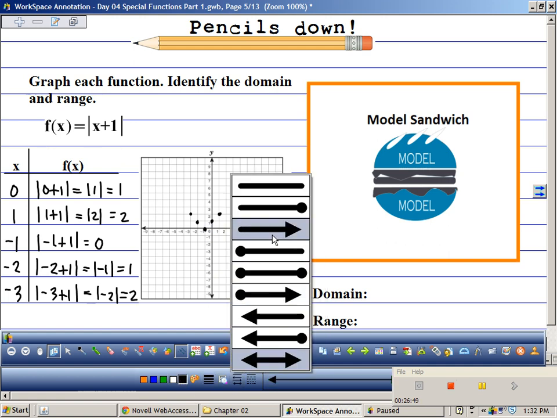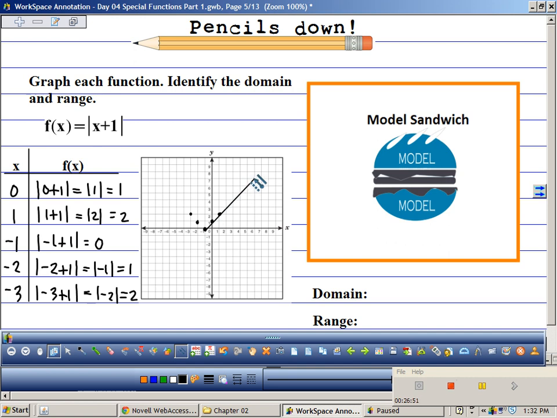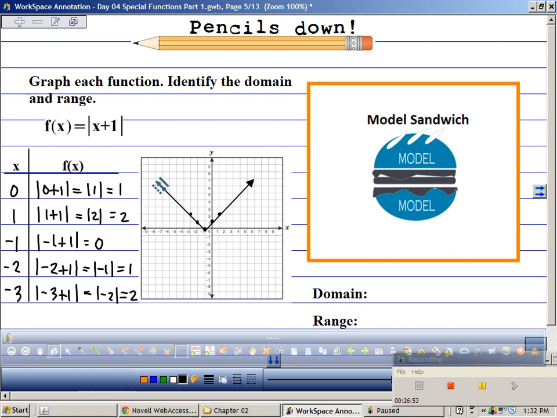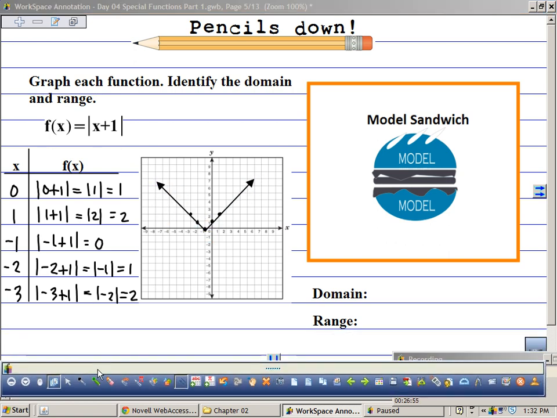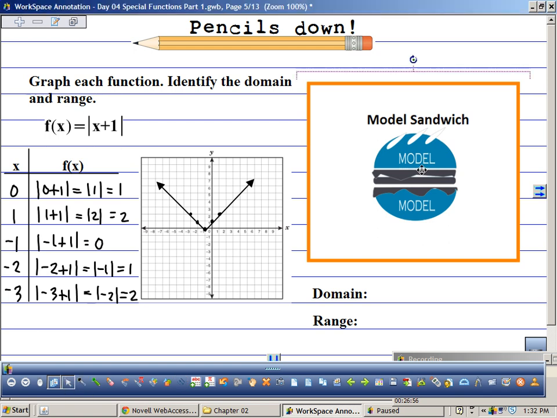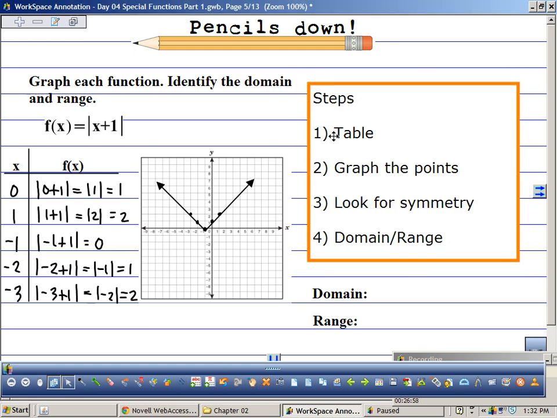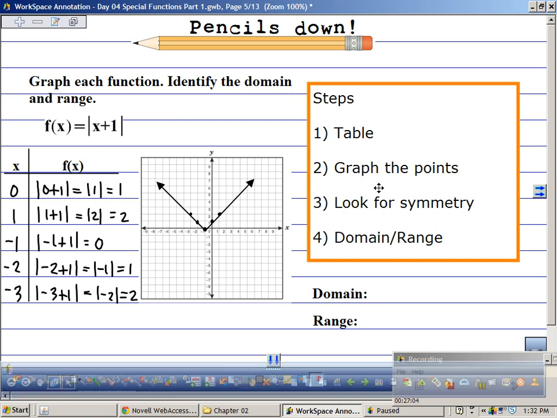Oops, I need this one. Looks like this. Okay? My steps. Table, graph the points, be really cognizant of your symmetry, looking for symmetry. That way you don't have to plot a bunch of points. Less is more, right? Once you start seeing some type of symmetry, use that symmetry.